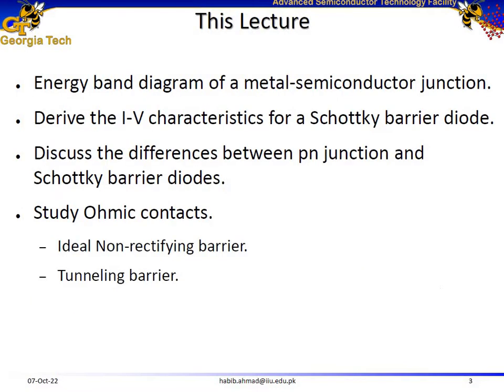In today's lecture, we will look at the energy band diagram of a metal semiconductor junction. We will derive the IV characteristics for a Schottky Barrier Diode. We will discuss the differences between a p-n junction and Schottky Barrier Diode. And finally, close towards the end, we are going to study ohmic contacts. So basically, there are two kinds of ohmic contacts. One is called ideal non-rectifying barriers, and the second one is tunneling barriers.